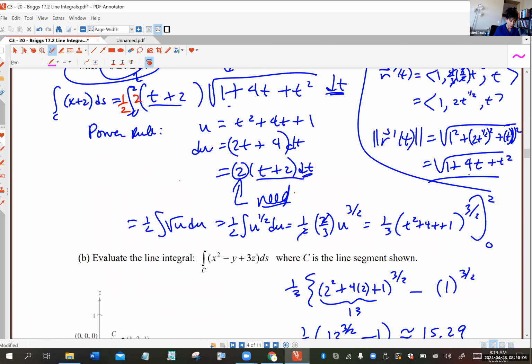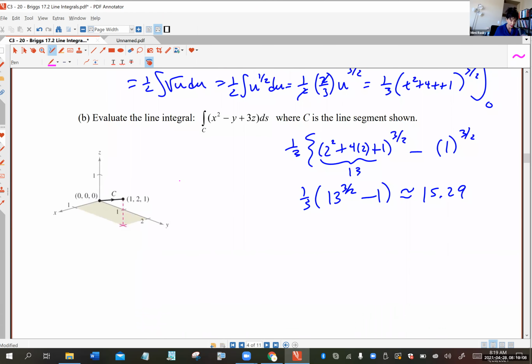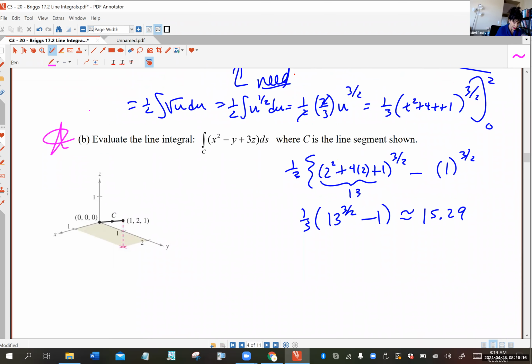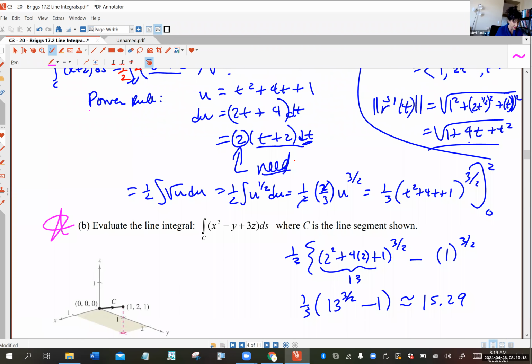I did one example last time, and now we're going to do another one. So I'm going to be queuing it up here for letter B. Evaluate this line integral, x squared minus y plus 3z ds. Remember, this ds here is not dx. It's important that you get that. It is ds, and that is the arc length element.